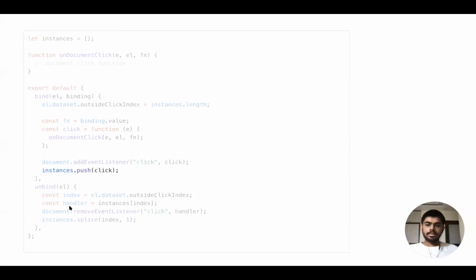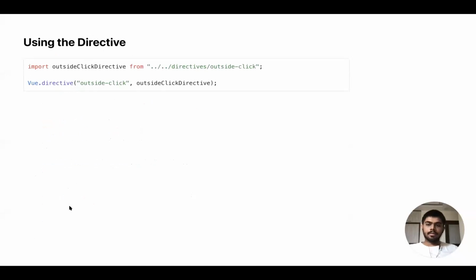The way to use it is you simply import it. So import the outside click directive from your directory, and then you Vue.use the outside click directive. What this will do is register it across Vue, and you can use it anywhere you want.